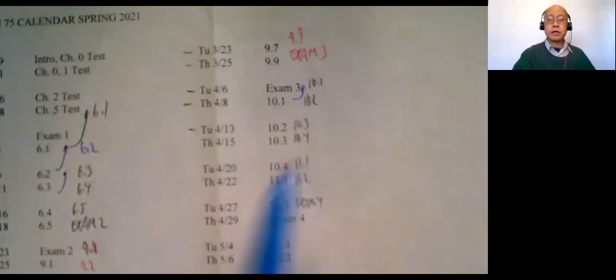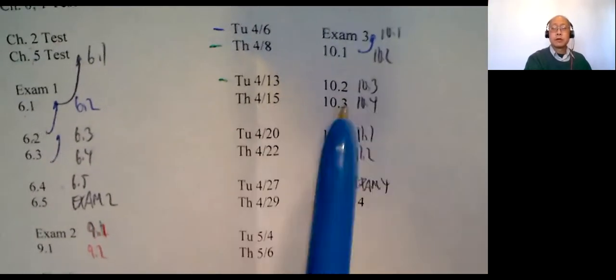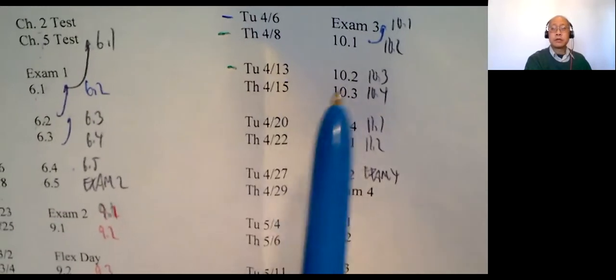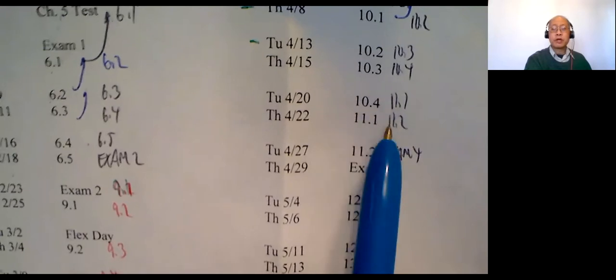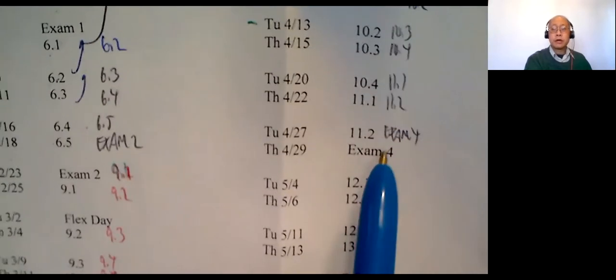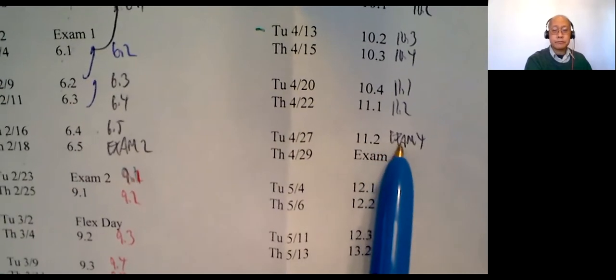Quiz on Thursday, it'll be on the material from today. In fact, I'll be even more specific, so I'll tell you exactly what it's going to be on when we get to that. Okay, so calendar for now is 10.3, 10.4 this week. Next week, 11.1, 11.2. And then our exam 4 is on Tuesday, the 27th.